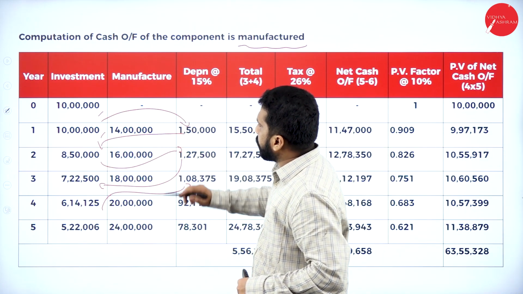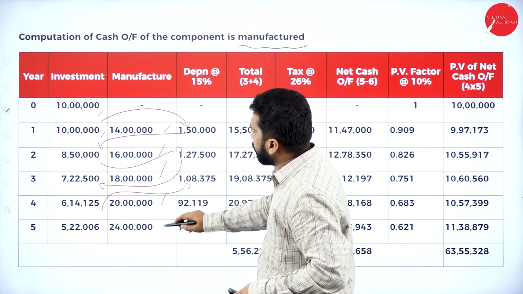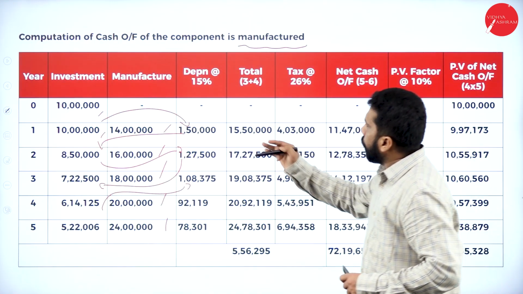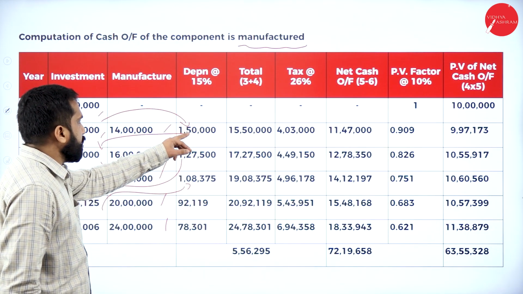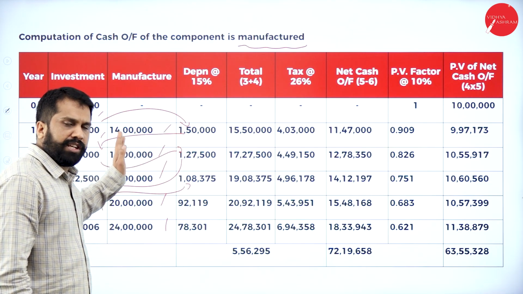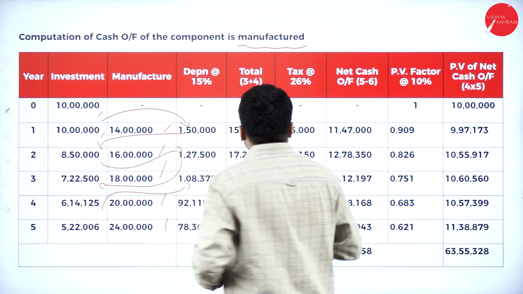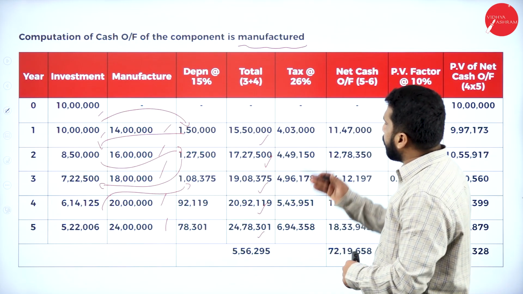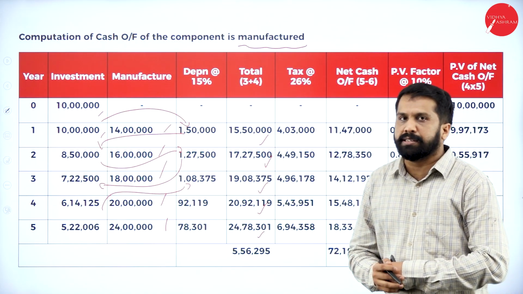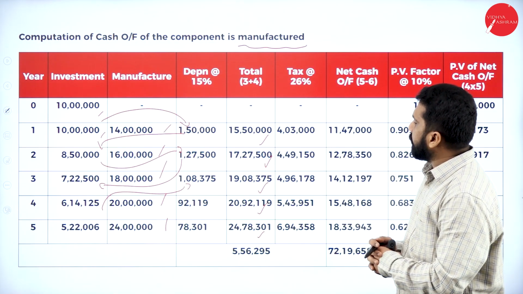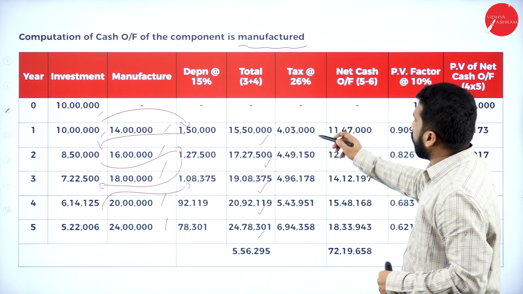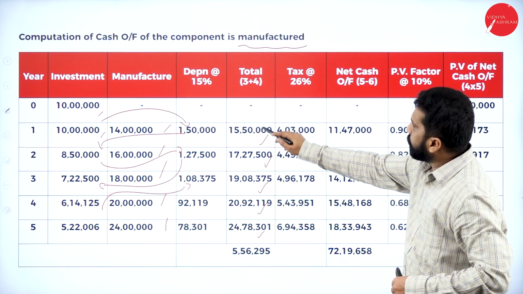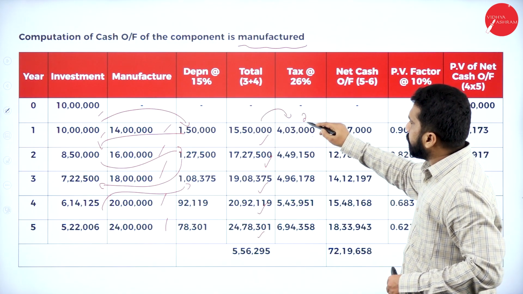Now, what is your manufacturing cost? 14, 16, 18, 20, 24. See, 14 lakh, 16, 18, 20, 24. Once you are done with this, just add your depreciation to the manufacturing cost. If you add both, you will get 15 lakh 50, 17 lakh 27, 19 lakh, 20 lakh, 24 lakh. So, these are your answers. Hope you are clear. Now, we are done with this answer. Next one, your tax rate. What is the tax rate here? 4 lakh 3,000, 449. On this you calculate 26%.